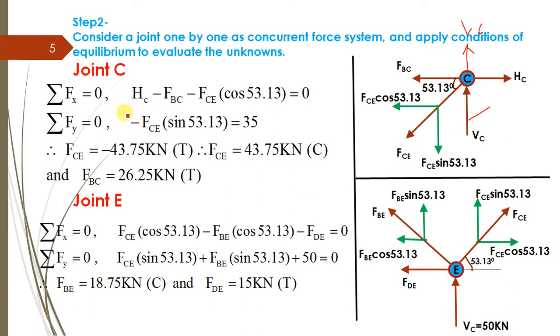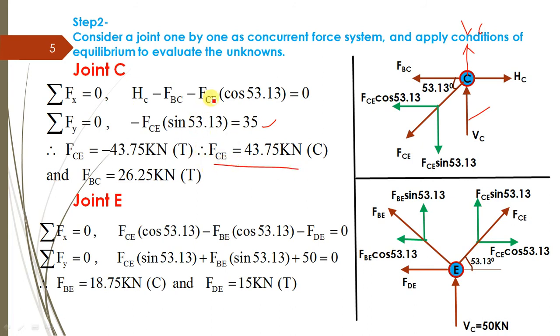Then apply the condition of equilibrium. First, horizontal forces. Okay, second condition, vertical forces. What are the vertical forces? VC, and this one is f of CE sine of 53.13 is negative, and VC, we know that it is 35. We have already found VC. Substitute that value, you will get the value of f of CE from this equation.